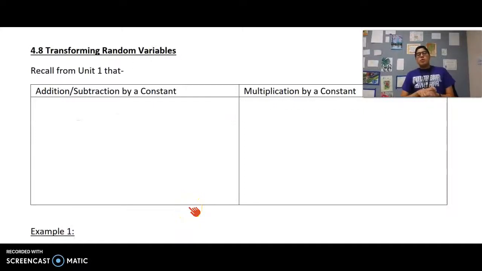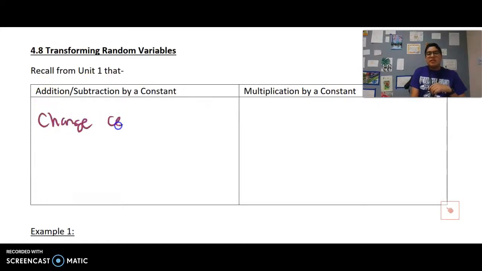So now that we know what a random variable is, let's talk about transforming random variables. And to do this, we need to think back to Unit 1 when we were transforming data sets. Now, if I add or subtract by a constant, remember that this will change the center, but not the spread.